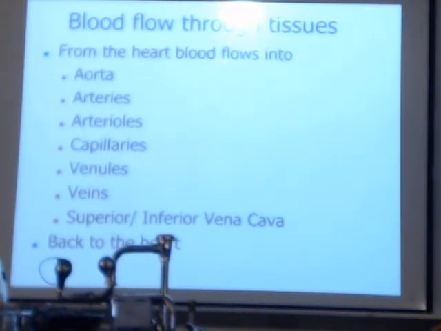Blood flows through tissues. From the heart, it flows through the aorta, and then it goes into arteries, which are smaller than the aorta. Then arteries get smaller and become arterioles. Arterioles connect to capillaries. Capillaries then connect to venules, which are very small veins, into bigger, larger veins, and then into the largest vein, the superior vena cava. And then blood is back to the heart. That's the process of blood flow from the heart to tissues and back to the heart.